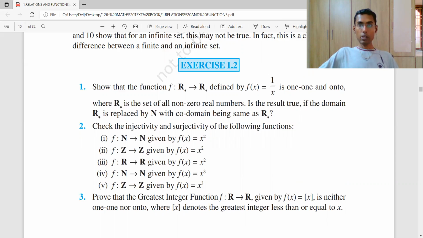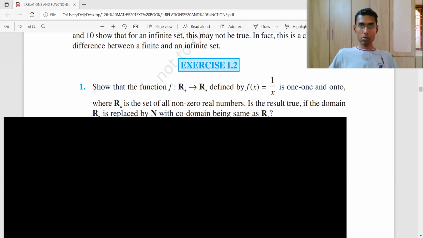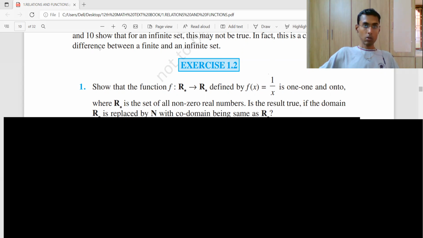Okay. Yes, sir. So you have any idea? Any idea how to? Sir, I can identify if it's onto or one-one, but I don't know how to write the proof.